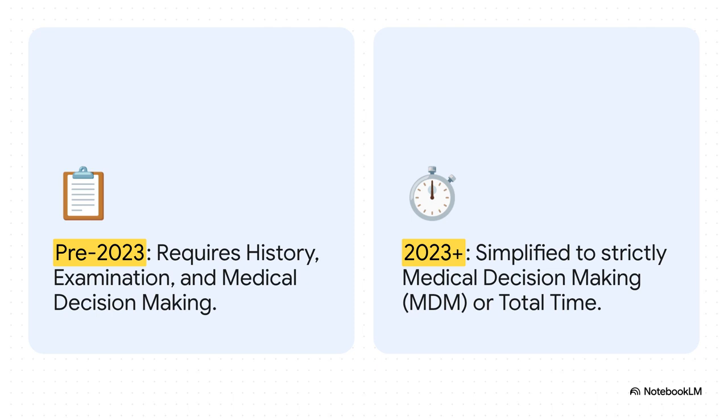You literally had to count bullet points in a physical exam just to justify a billing code. It was exhausting. But the 2023 update radically simplified this. Now, for office and outpatient services, your level is based strictly on medical decision-making, or MDM, or total time spent. That's the whole shebang. Those tedious history and exam checklists no longer dictate your level.